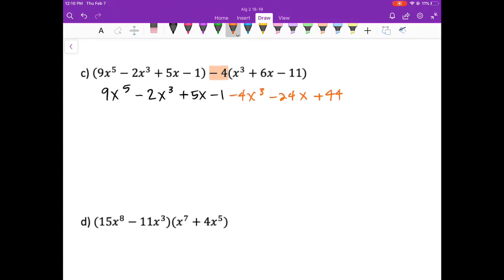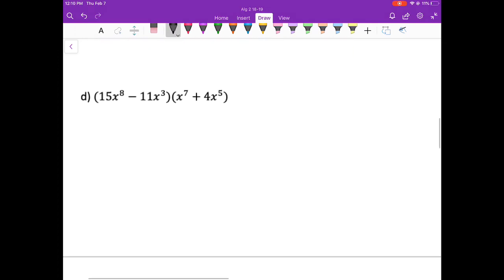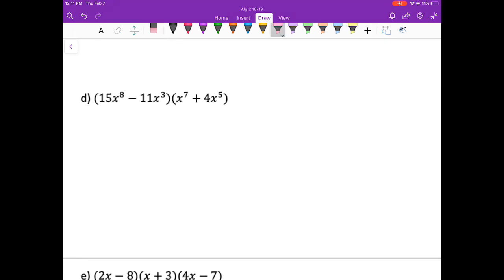We combine our like terms. Let's see, my highest degree would be 5, so I have 9x to the fifth, and then I have no x to the fourth, so I move on to my x to the third, so minus 2x to the third minus 4x to the third. I have negative 6x cubed plus 5x minus 24x, that's a minus 19x. And then lastly, we have minus 1 plus 44, plus 43. And we're done. Now in example D, I am taking a binomial times a binomial.